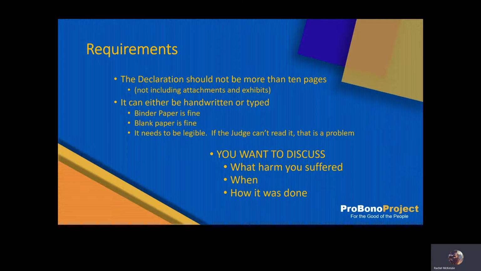So the requirements are that it should not be more than 10 pages long, but that does not include any kind of attachments or exhibits you want to show the judge. Those 10 pages can be handwritten or they can be typed. You can write it on binder paper. You can write it on blank paper. The only thing that's important is that it is legible. If the judge cannot read it, then that's a problem. And you want to remember to discuss what harm or abuse you suffered, when, and how it was done to you.